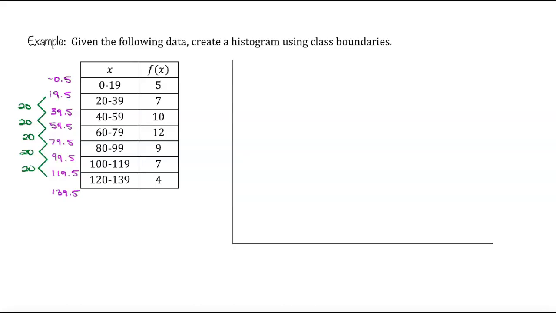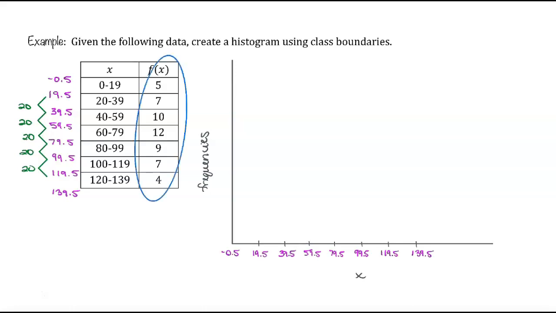Our horizontal scale will represent our x values. The vertical scale represents frequencies. We need to label the horizontal scale using the class boundaries that we just found. We begin with negative 0.5 and work our way to 139.5. With the vertical axis representing frequencies, we need to create a scale that can accommodate our frequencies up to 12. I'll create a scale that goes up to 15.